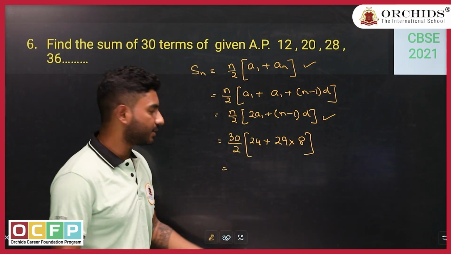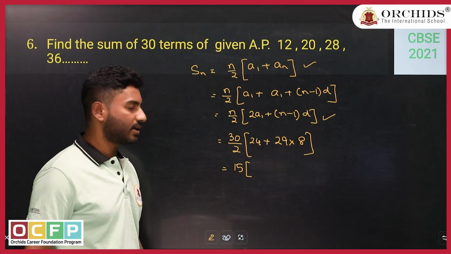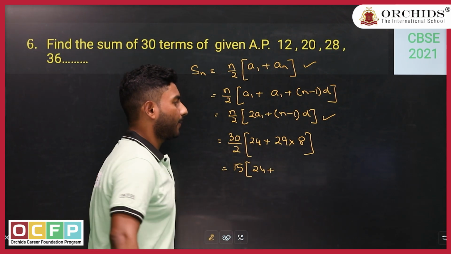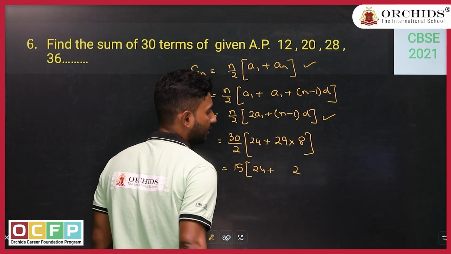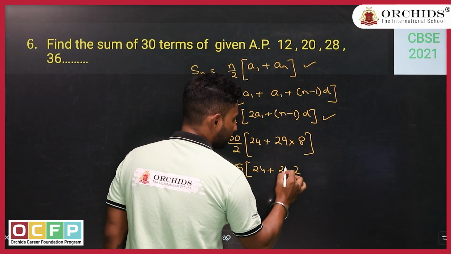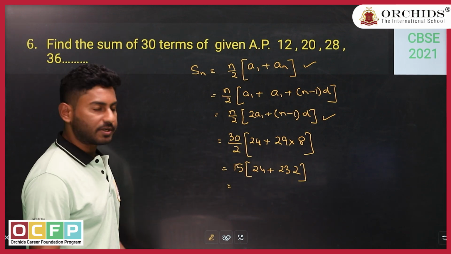Write it. You just need to solve it. Let us solve it. 15. 30 by 2 is 15. 24 plus 29 into 8. 8 into 9, 72, 8 into 2, 16, 16 plus 7, 23. So 232 plus 24.